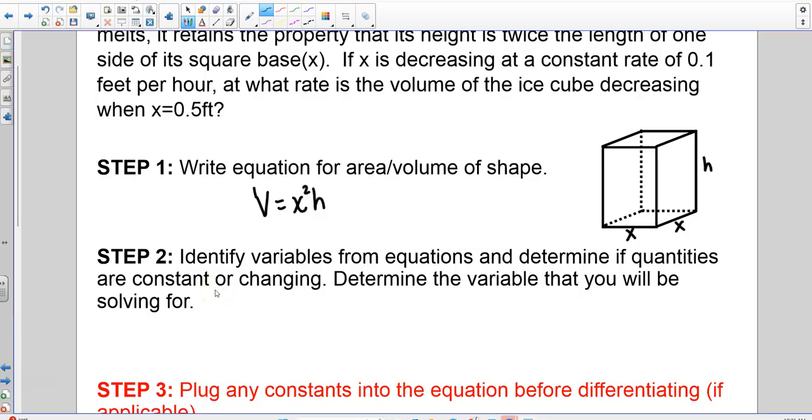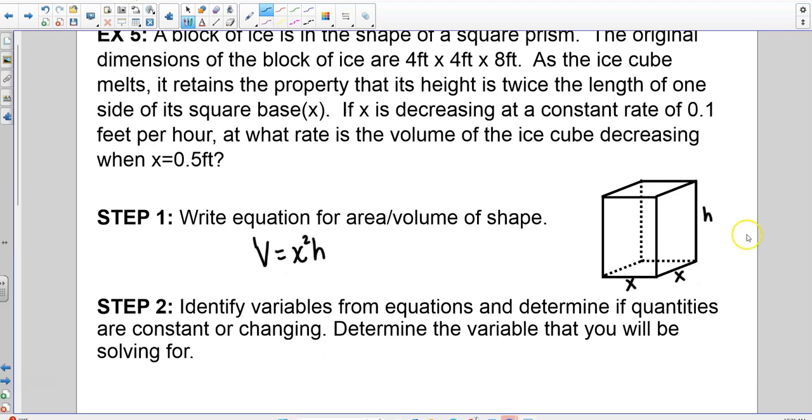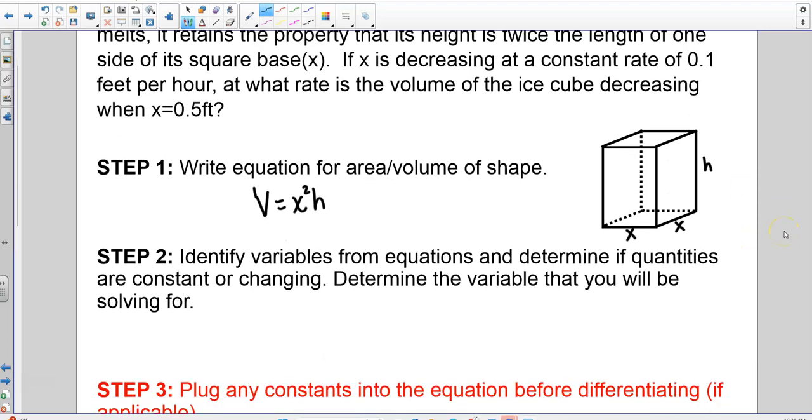Okay, so we want to identify the variables. In fact, if you do go ahead and make it 2x, it does cut down a little bit on what you have to do. So I know the x is 4 and the h is 8, but do they stay 4 and 8? They do not. So both x and h are changing, which means volume's got to be changing too. I've got all 3 of my variables, v, x, and h. So am I going to be able to plug any numbers in before I take the derivative? I will not on this problem.